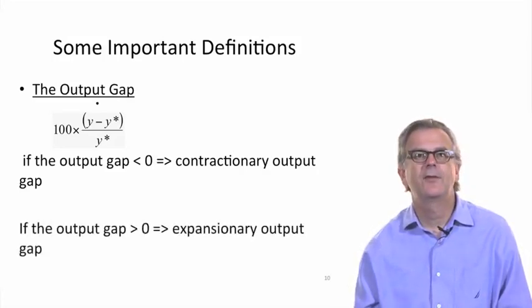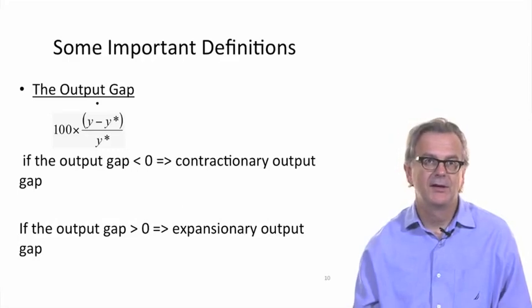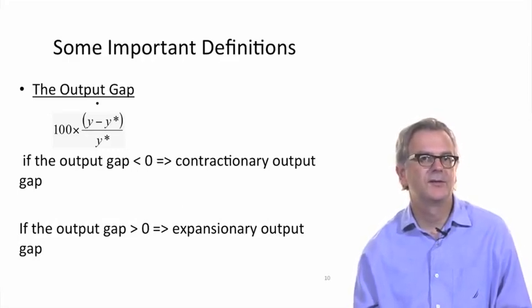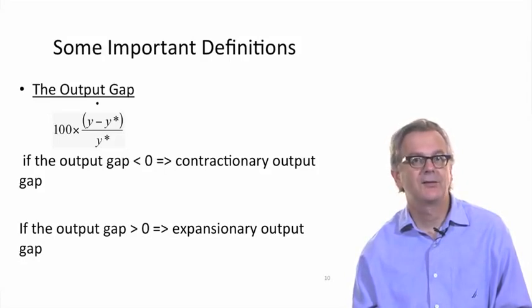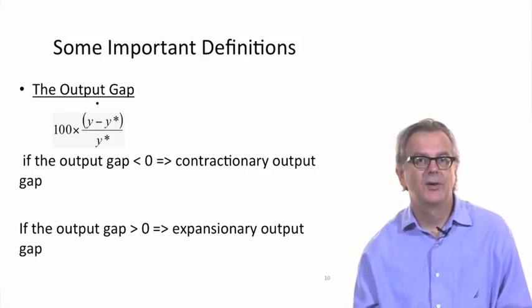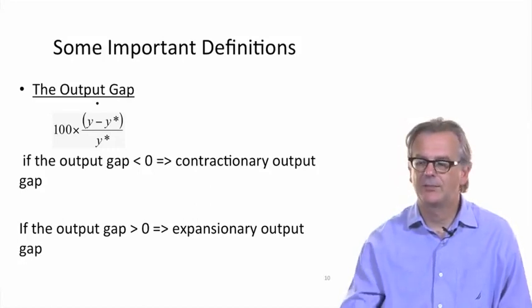On the other hand, if the output gap is a positive number, so that the economy's actual GDP was in excess of its potential GDP, again, look back at the classical business cycle diagram, then we're going to refer to that as an expansionary output gap. And you'll hear me use those two terms quite a lot, contractionary output gap and expansionary output gap.